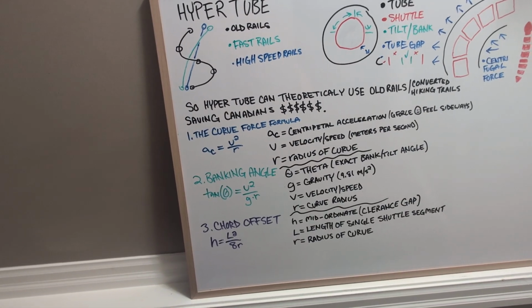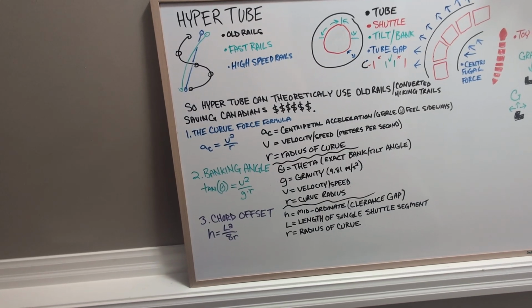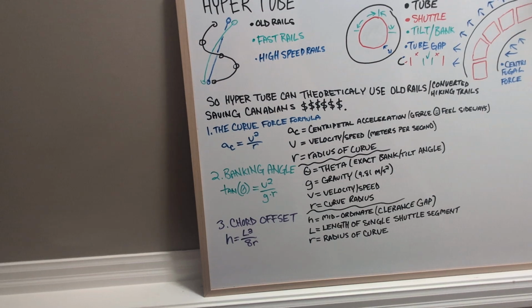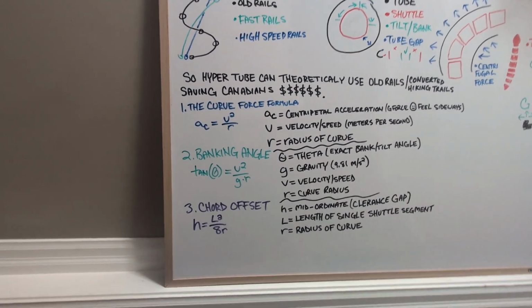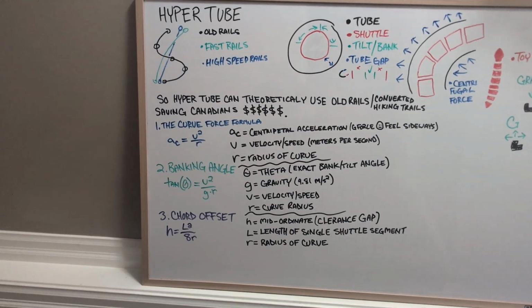The AC part is centripetal acceleration, the G force we feel sideways. V equals velocity and speed, in meters per second. And R equals radius of the curve.